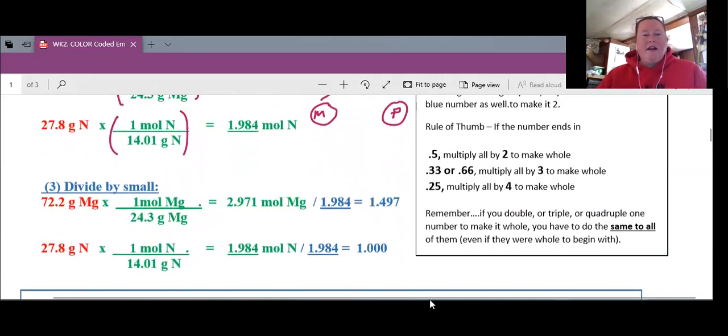So here I have written down everything up until the green, and I'm taking that 1.984 and dividing each of the sides by that small number, and the value that I get for magnesium is 1.497, which is very close to 1.5. And one of them is always going to be 1, because if we're dividing by the smallest amount, that one will always be divided by itself, and it will always be 1.